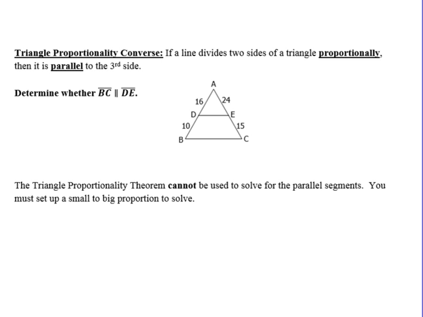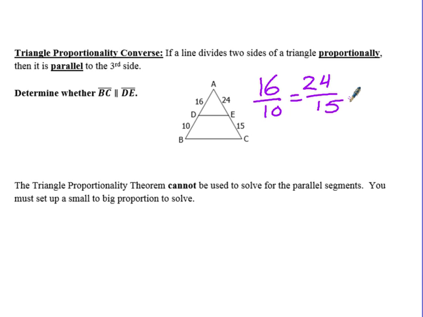Typically, we usually have converses to a lot of our theorems, so we have a triangle proportionality converse. What that says is if a line divides two sides of a triangle proportionally, then it is parallel to the third side. So in other words, all we really want to check is, are these sides proportional? Looking at the side lengths, I want to set up the proportion 16 is to 10 as 24 is to 15.